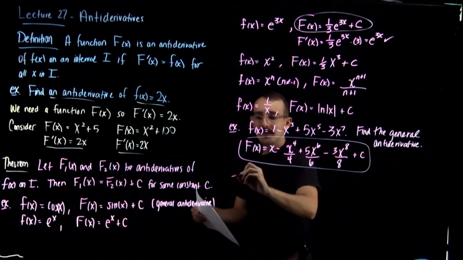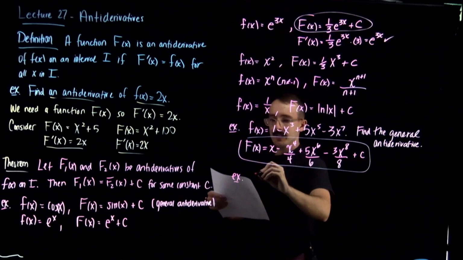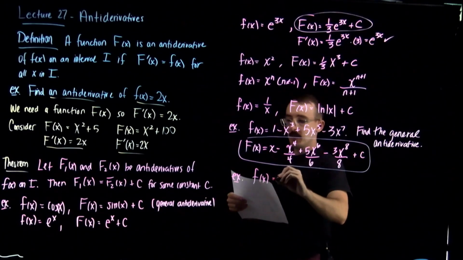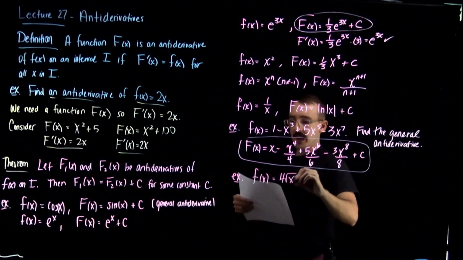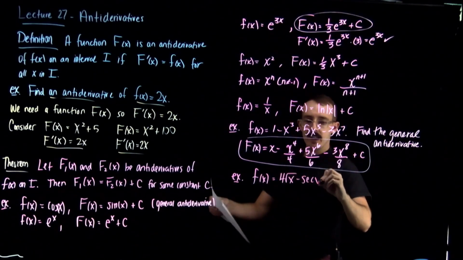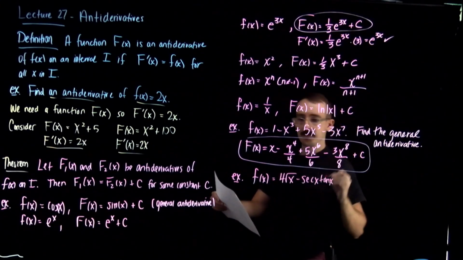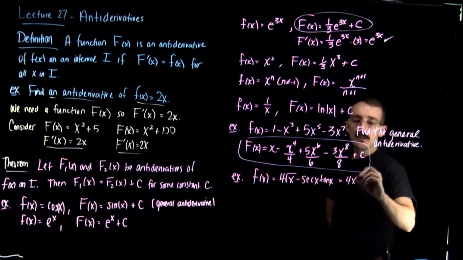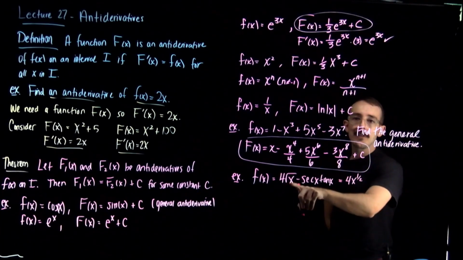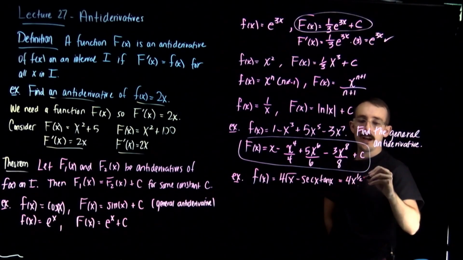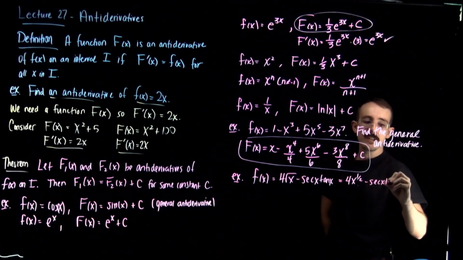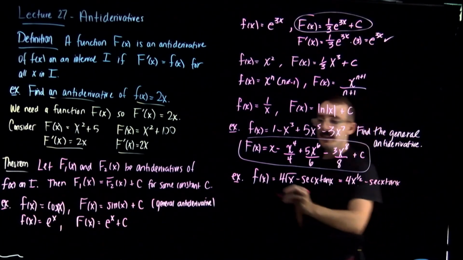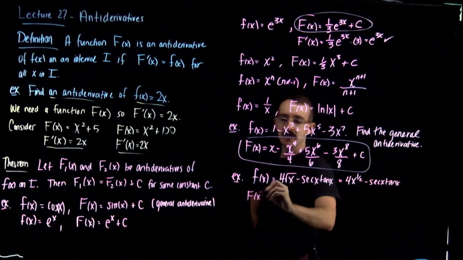Let's do one more. So here my example is f of x equals 4th root of x minus secant x tangent x. I'm going to rewrite this. I generally always rewrite these things. So if you have a radical x, that's x to the 1/2 minus secant x tangent x. And now let's go ahead and do the general antiderivative.